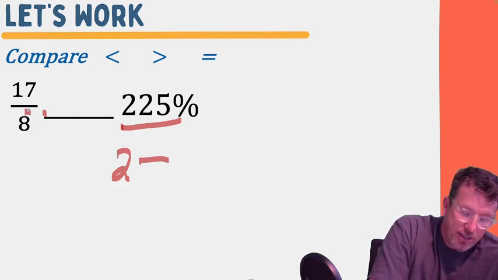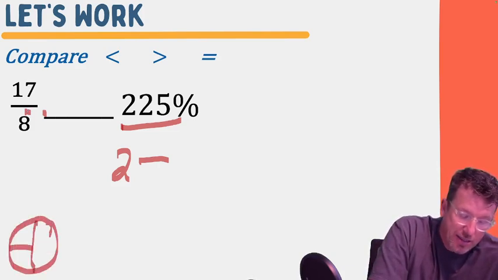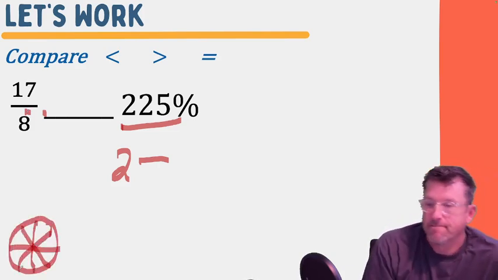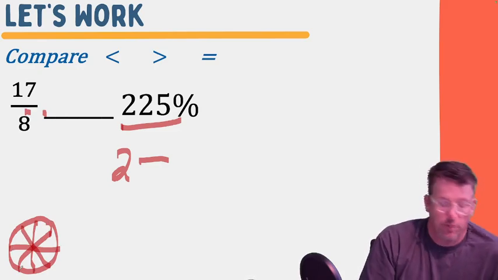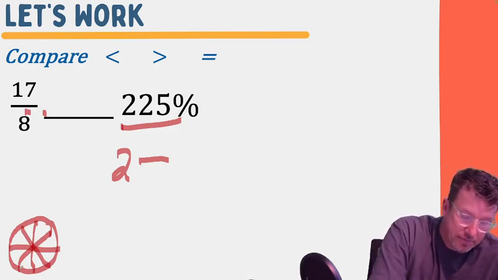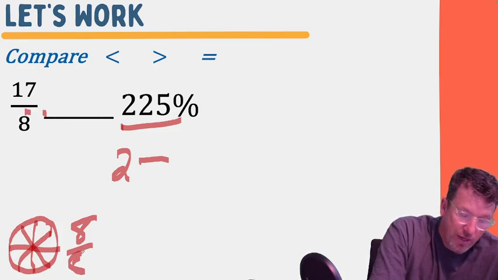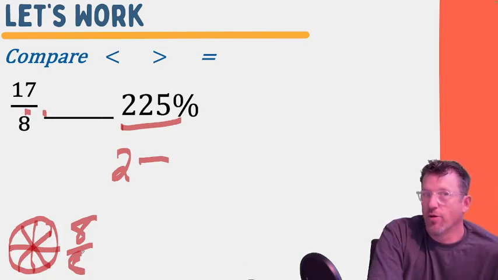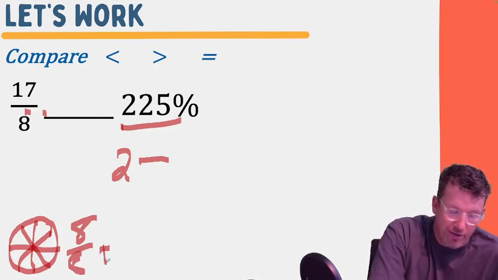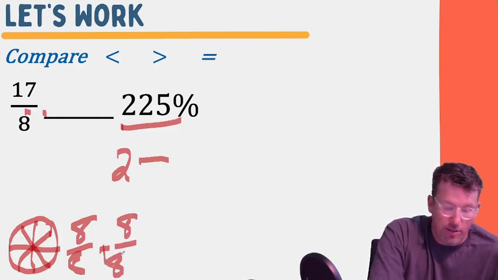So I have a pizza that's cut into 8 slices. All right, look at that pizza. So that's 1 whole. Well, that would be 8/8. Okay. And we have 17/8. So this is clearly more than 1 whole pizza. What if we had another whole pizza? What would a whole pizza and a whole pizza equal as a fraction?